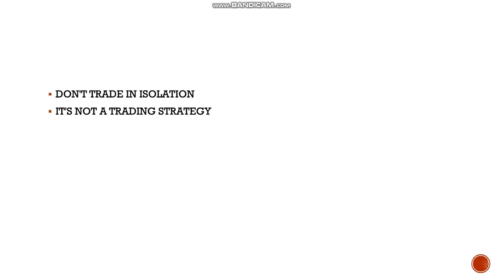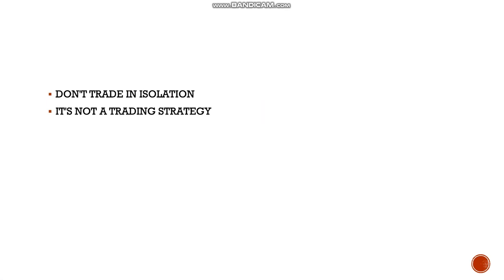And secondly, it's not a trading strategy. These candlestick patterns mainly tell us about the psychology of the market, or the psychology of the buyers and sellers, the tug of war that is going on in the market. It's not a trading strategy. A trading strategy is something different that I'll be covering in later classes. I'll cover from basic to advanced level so that you can trade on your own.